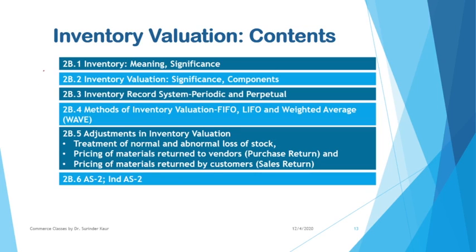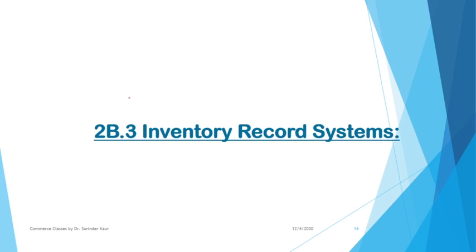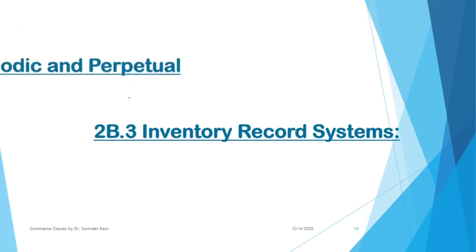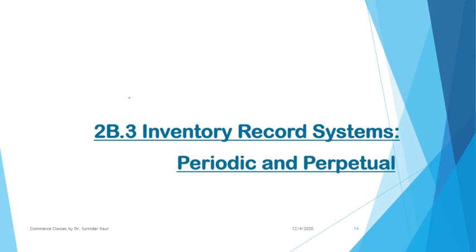Classes. As you know, we have already completed the first two components of this chapter, inventory valuation. So today we'll be starting with the third part, that is inventory record systems, periodic and perpetual. Now in the inventory record systems, there are two ways to record the inventories, periodic and perpetual. So let us take these one by one.